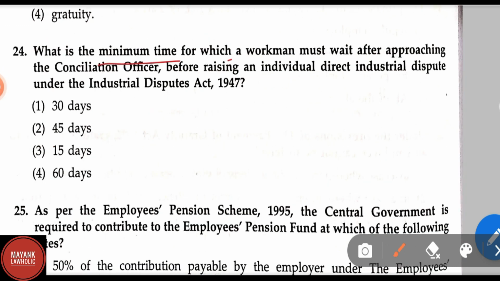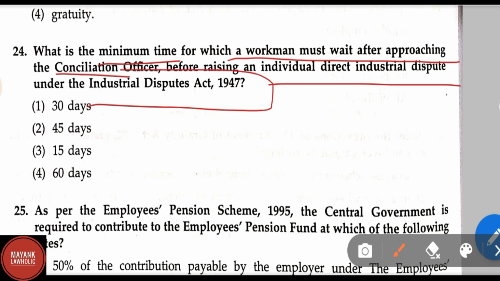Question 24. What is the minimum time for which a workman must wait after approaching the conciliation officer before raising an individual direct industrial dispute under the Industrial Disputes Act 1947? Options are 30 days, second 45 days, third 15 days and fourth 60 days. Correct answer is option number 2, 45 days.